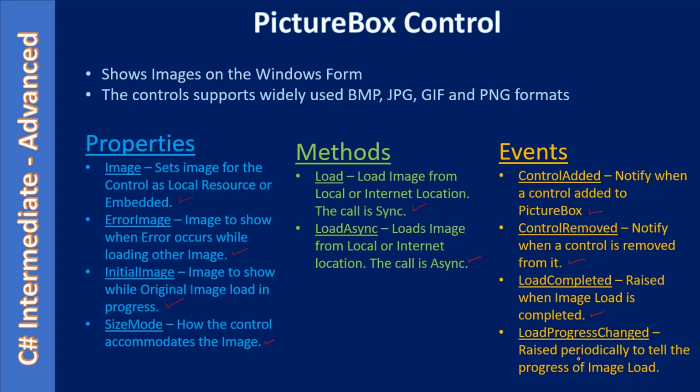Next, LoadProgressChanged. As already told, when the image size is huge and it is from an internet resource, even we can call it a local resource also, but in case of an internet resource, the bit transfer will definitely take some time if the image is huge. During that time, you can make use of this LoadProgressChanged event, and you can report the progress change through a progress bar control. So this event will be raised periodically to tell how much percentage of image pixels is transferred from the source to the destination where the picture box control stays.